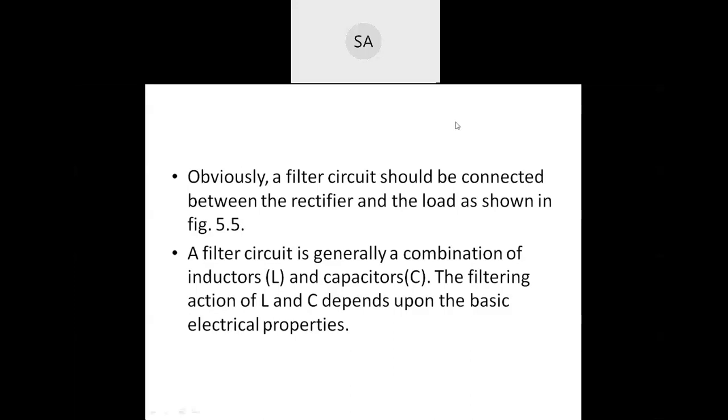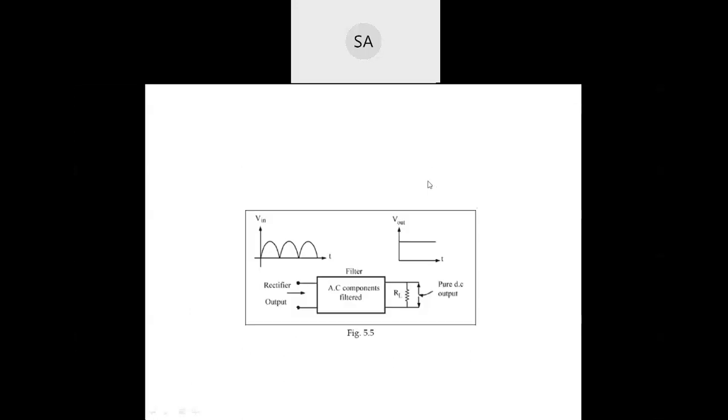Obviously, a filter circuit should be connected between the rectifier and the load as shown in figure 5.5. Here it is. This is the filter circuit, which is applied to the output of the rectifier and to the input of the regulator. So this is connected in between the rectifier and the regulator.